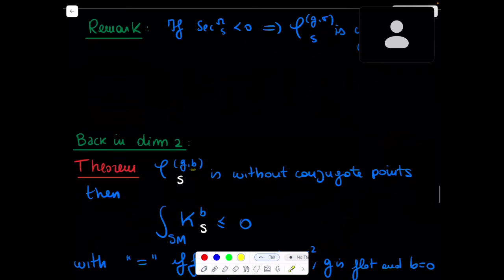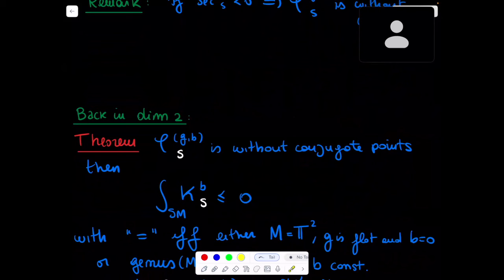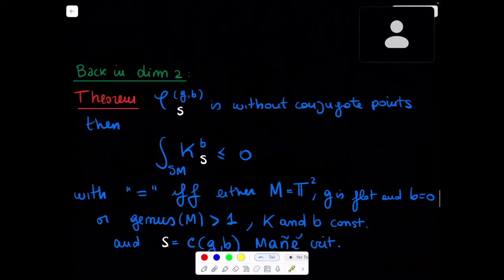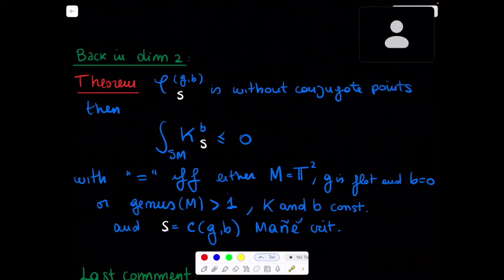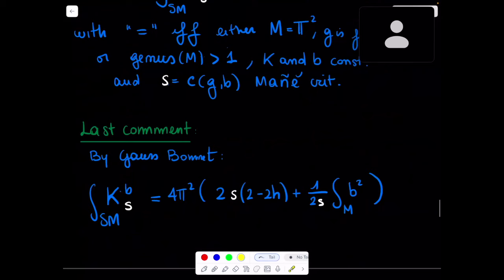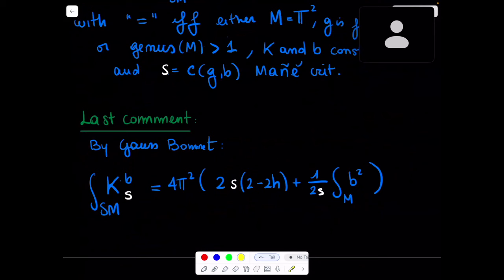If I have a magnetic flow without conjugate points, then the integral of the Gaussian magnetic curvature over S M is non-positive. And we have equality with zero if and only if either M is the two torus, g is flat and B is equal to zero, or the genus of M is bigger than one, the Gaussian curvature and the magnetic form are constant, and s is the magnetic critical value. And the last comment is the following. Just by computing this integral, the linear term disappears, because when we integrate a one-form over a sphere bundle, it's always zero. And we obtain this by the Gauss-Bonnet theorem.